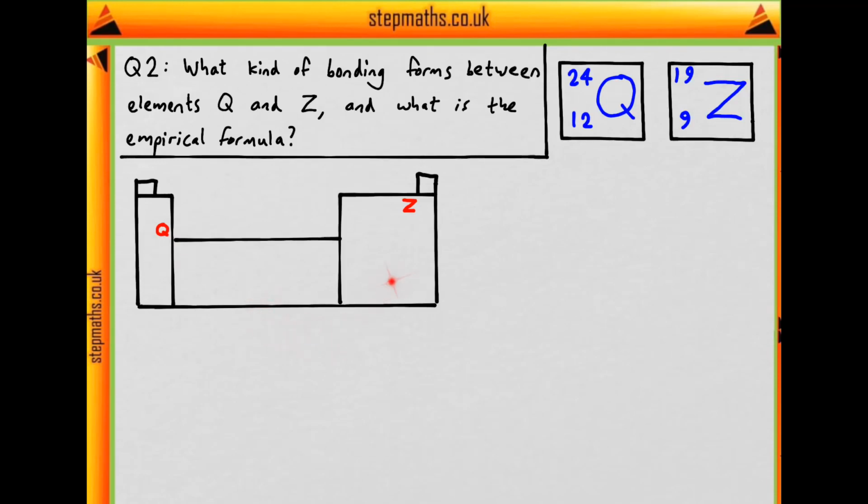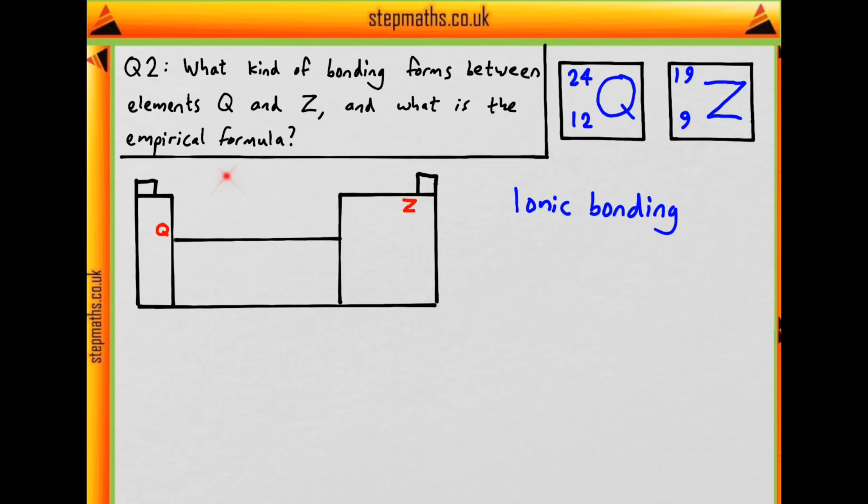So now that we know whereabouts Q and Z are in the periodic table, can we guess what sort of bonding they form? Well, we know that group 1 or group 2 metals and elements that are quite far along the periodic table generally form salts with ionic bonding, like sodium chloride, for example.